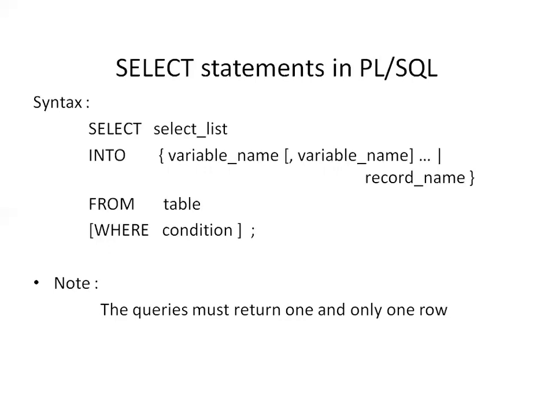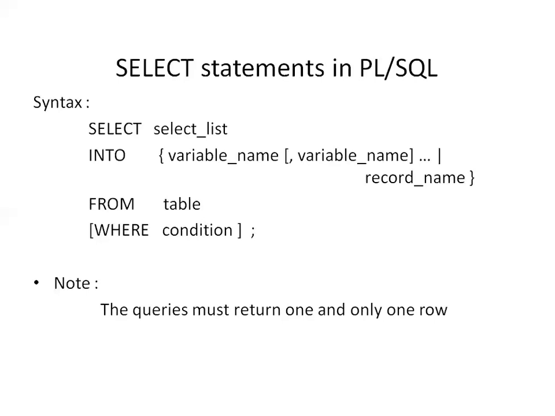Cursors are divided into three types: implicit cursor, explicit cursor, and ref cursor. A select statement with an into clause is what we call an implicit cursor. Here, if you observe, we just mention the select list, into, followed by the list of variables, from a particular table, and a where condition if required. What it says is that whatever select list you mention should be assigned to the set of variables.